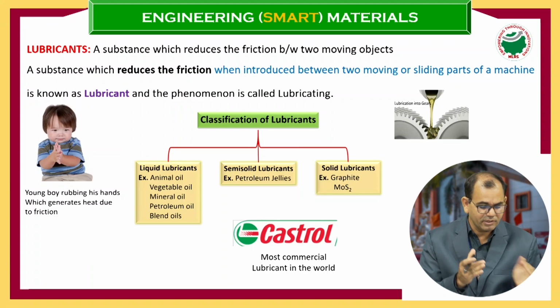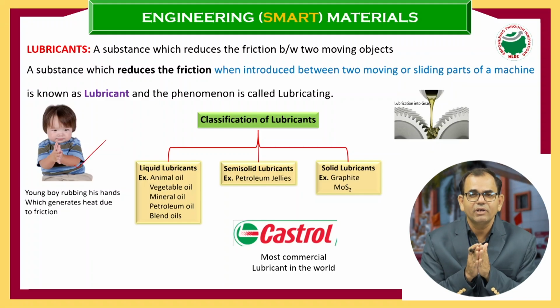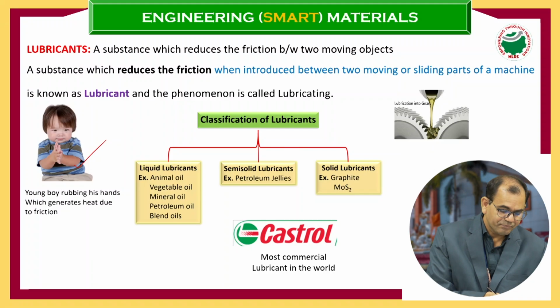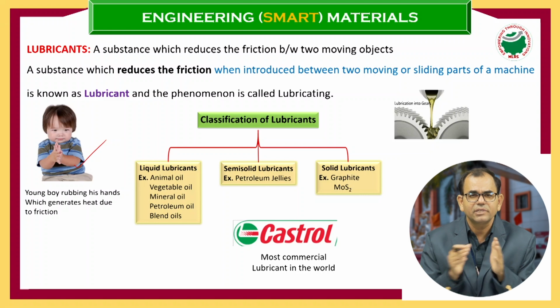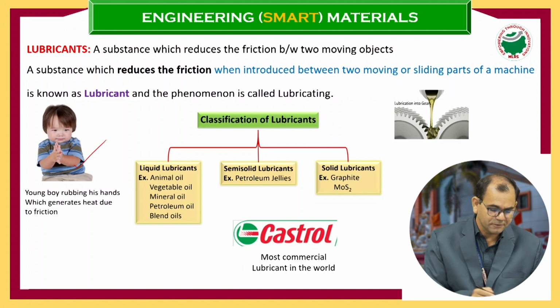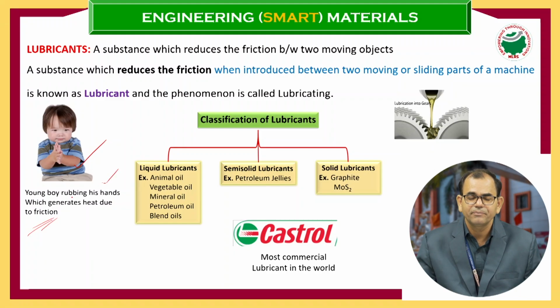So here there is a young boy rubbing his hands. What's happening? Basically in winter, we rub our hands. Why are we rubbing hands? To generate heat. Rubbing means there is friction between the two palms. Due to that friction, heat will be generated. The young boy rubs his hands, which generates heat due to friction. That's a general concept.